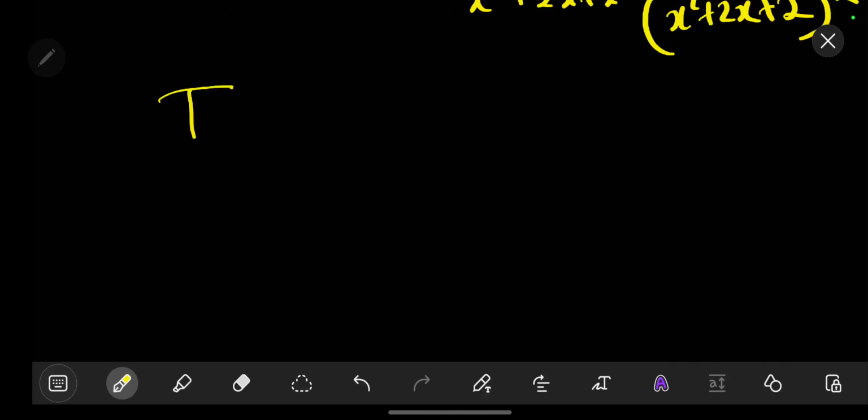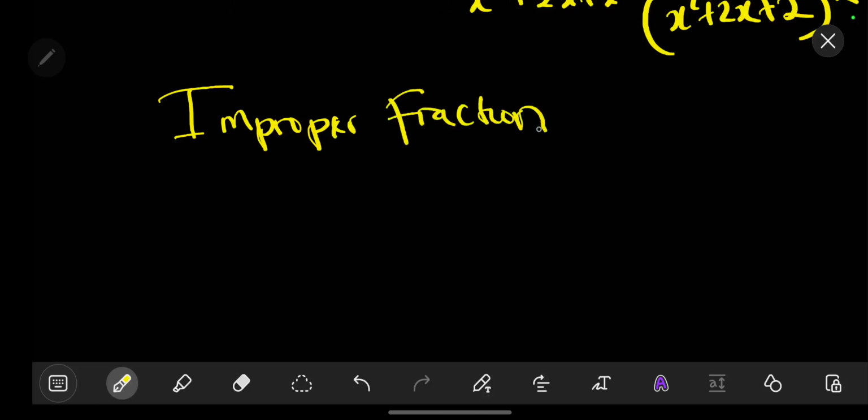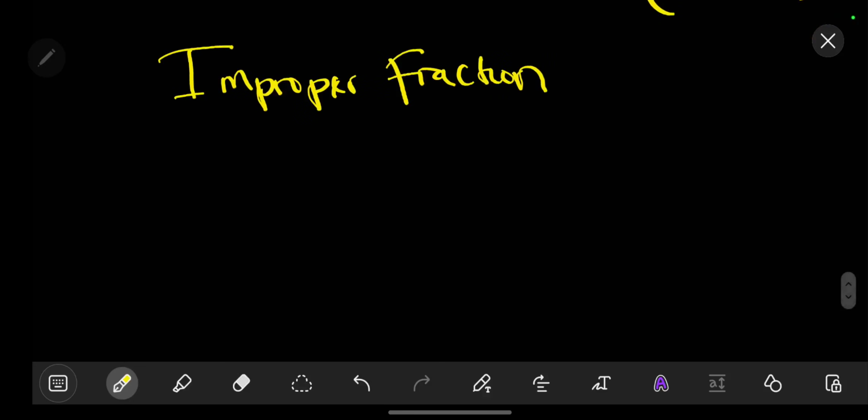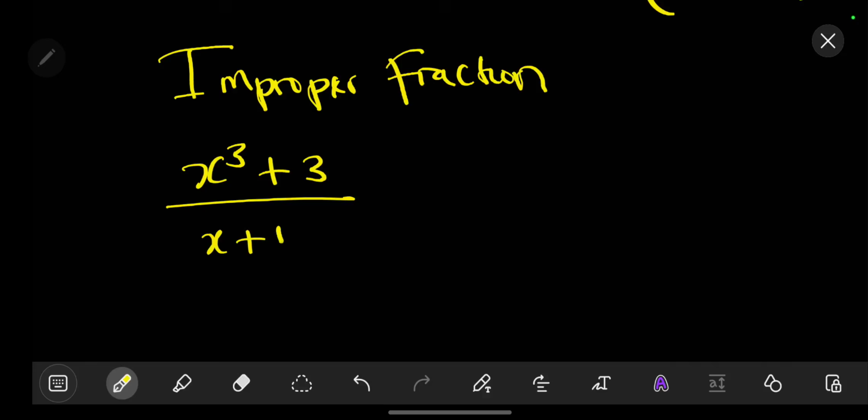So now let's deal with our last part with improper fractions. So how do you deal with improper fractions, or rather what are they to begin with? Improper fractions are those that have, on the denominator, a lower power as compared to the numerator. For example, if you have x to the power 3 plus that, over our x plus 1, then we have our x minus 1.